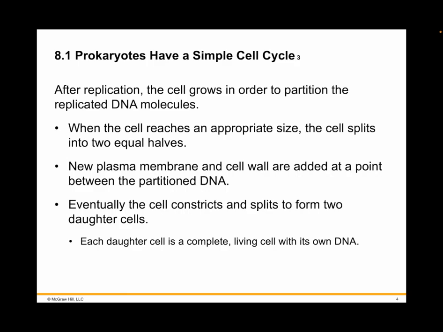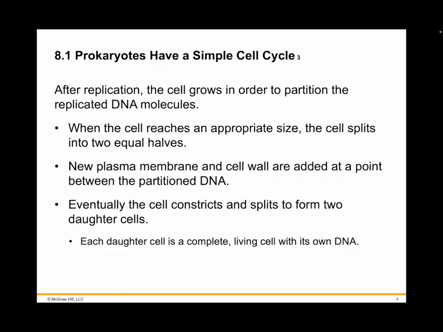So, dividing the cell. When DNA has been copied, the cell grows, resulting in elongation. The newly replicated DNA molecules are partitioned toward each end of the cell. This partitioning process involves DNA sequences near the origin of replication and results in these sequences being attached to the membrane. When the cell reaches an appropriate size, the prokaryotic cell begins to split into two equal halves, a process called binary fission. The new plasma membrane and the cell wall are added at a point between where the two DNA copies are partitioned.